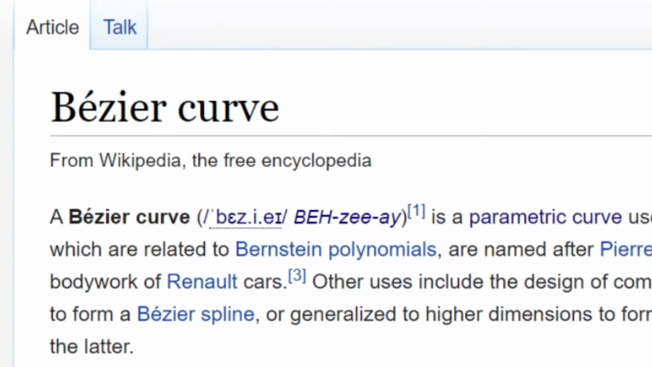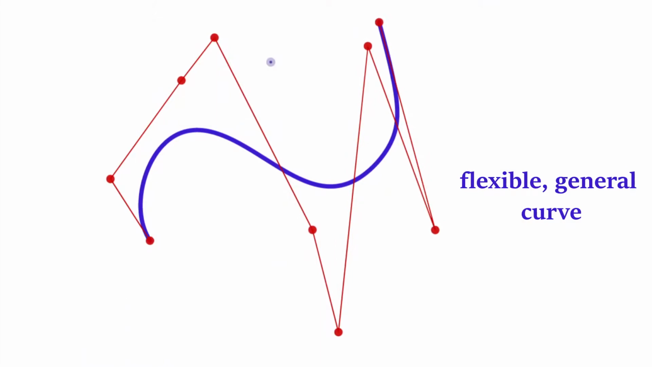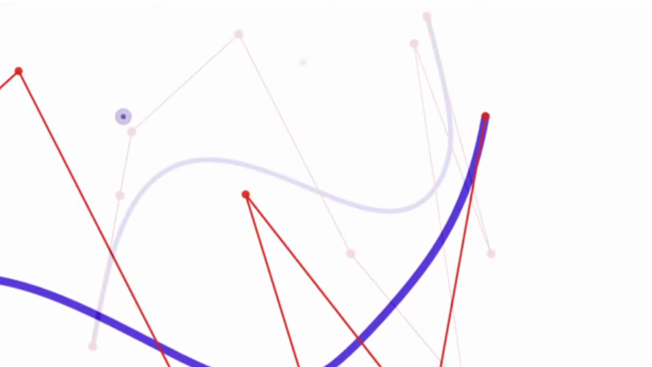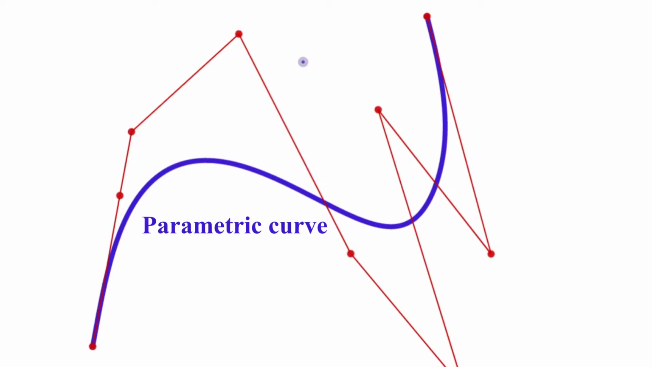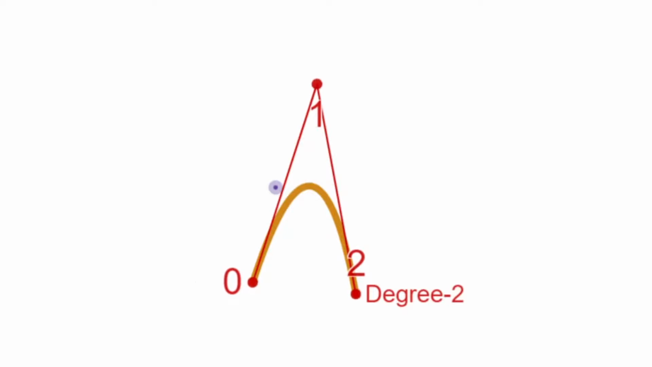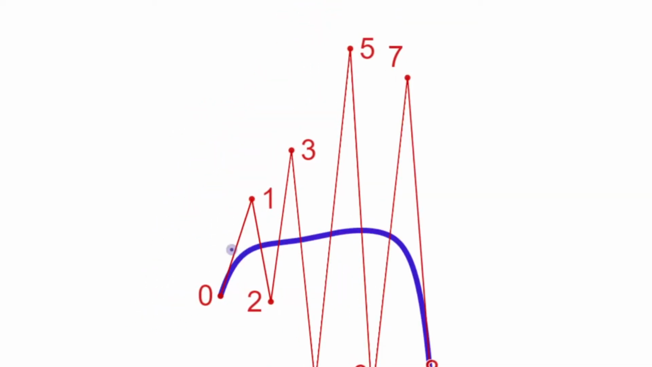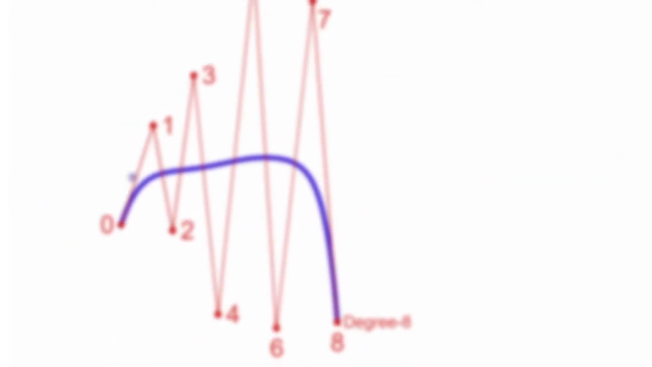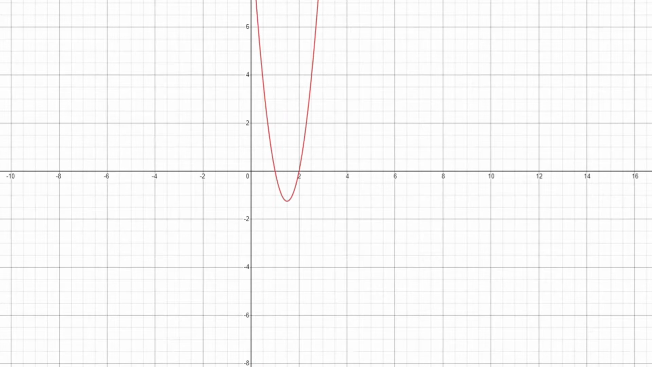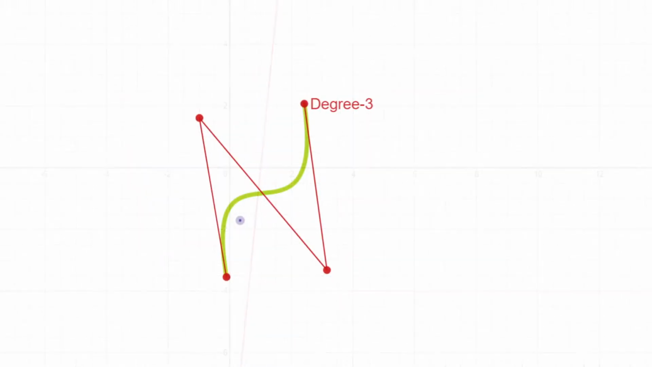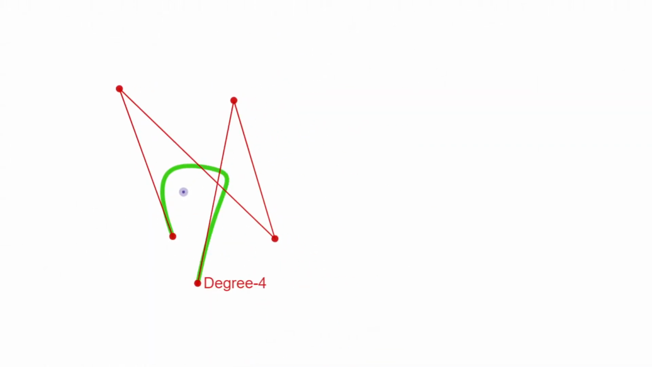A Bézier curve, in layman terms, is a flexible, general curve whose shape is customizable by these movable pins called control points. Mathematically, a B-curve is a parametric curve of any degree. They can be linear, quadratic, cubic, quartic, etc. But the higher the degree, the more control points you'll need. And to provide intuition, a polynomial changes more directions the higher degree it is. So analogously, you will need more control points to change a B-curve's direction.